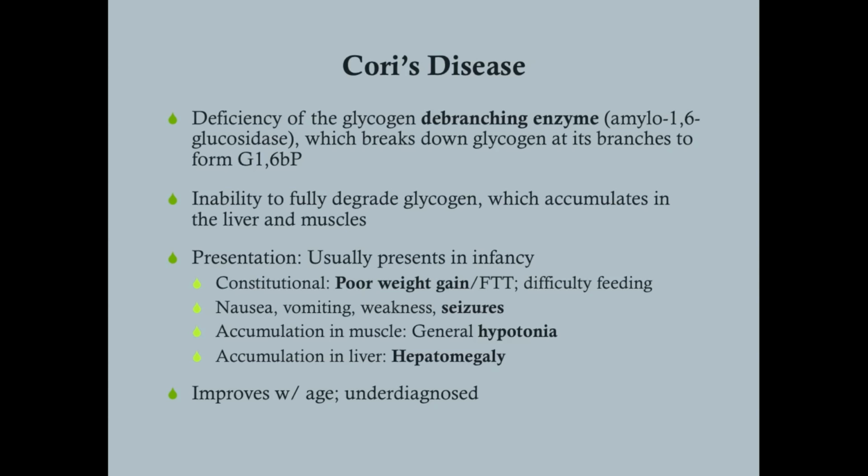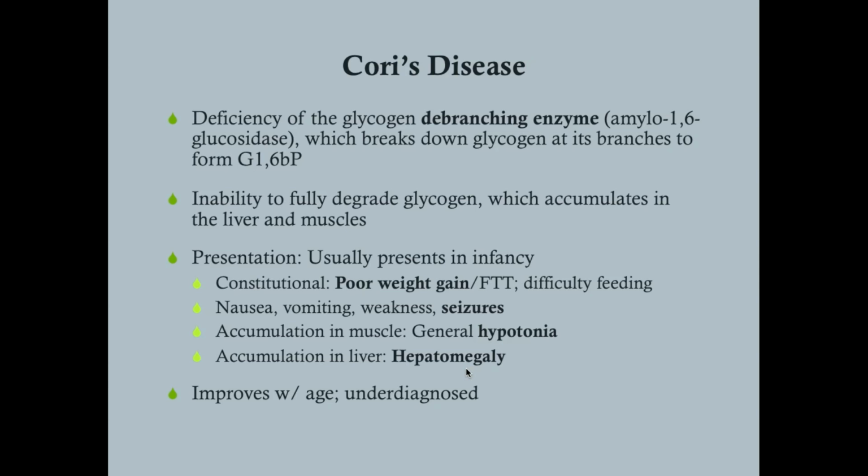Okay, Cori's disease, I just want to briefly talk about. This is an issue with the debranching enzyme, which is necessary to fully break down glycogen. And this is going to result in accumulation of glucose 1,6-bisphosphate in the liver and muscles. Typically, this presents in infancy. So you can have poor weight gain, failure to thrive, difficulty feeding because of hypoglycemia. You can get seizures. Accumulation in the muscle can lead to hypotonia. Accumulation in the liver leads to hepatomegaly.